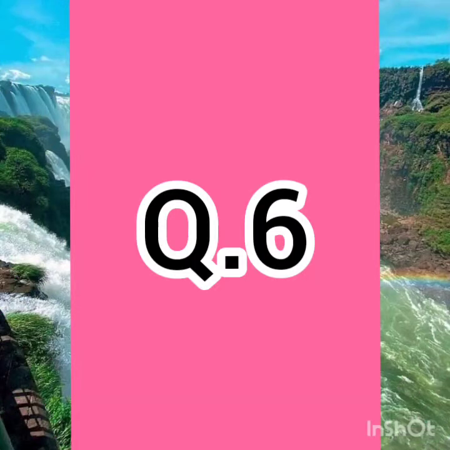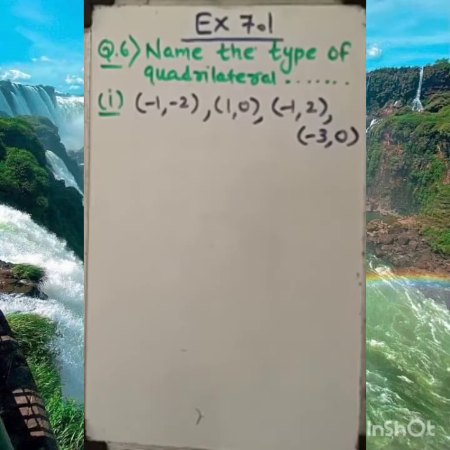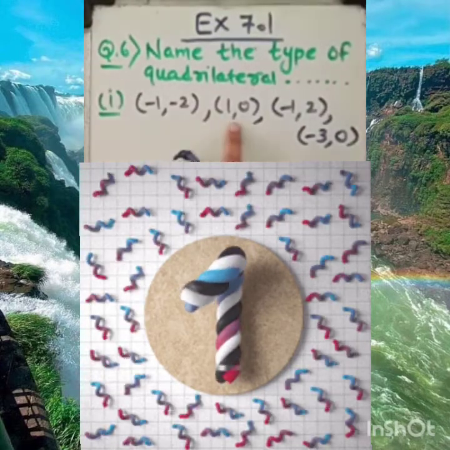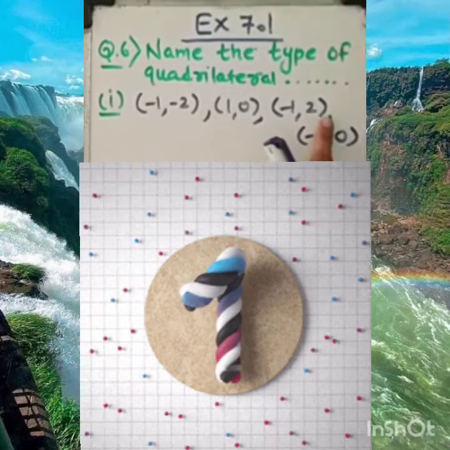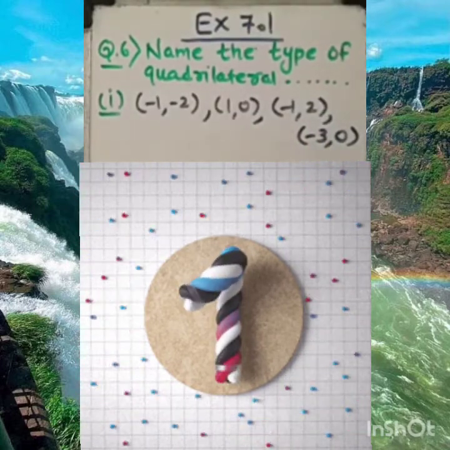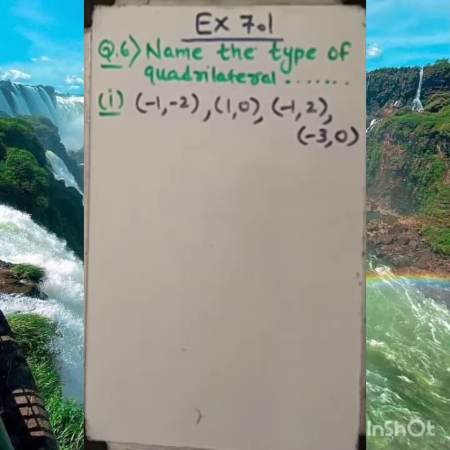So dear student, question number 6 we are given. Name the types of quadrilateral formed, if any, by the following points and give reason for your answer. In that, the first one is (-1, -2), (1, 0), (-1, 2) and (-3, 0). These are the 4 coordinates we are given of the quadrilateral. We have to tell the type.